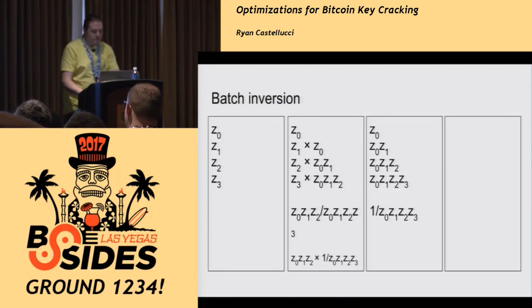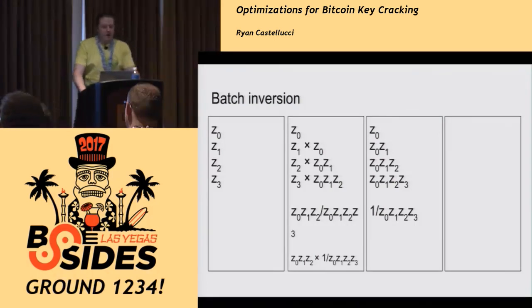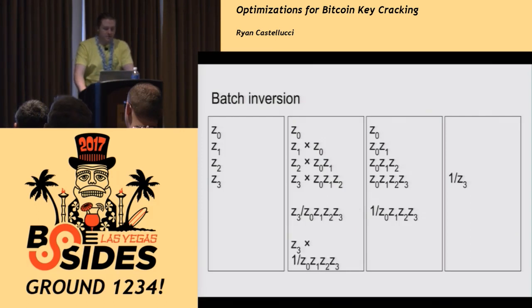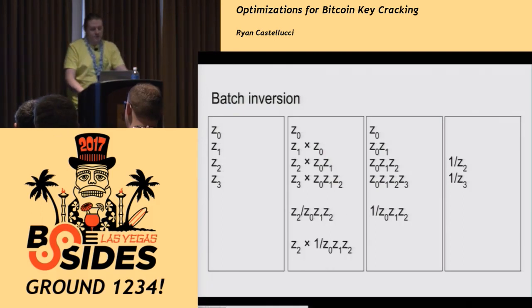Oh, that slide got slightly messed up. That 3 is supposed to be at the end of the first line. I don't know how that happened. So now we cancel some stuff out. So we want the inverse of z3. So we take z0 times z1 times z2 and multiply it by the inverse of z0 z1 z2 z3. And everything except for the 1 over z3 cancels out. Then we cancel out the z3 term in our temporary variable, and then we repeat this to get all of the inverses.